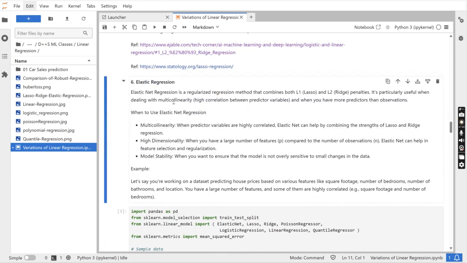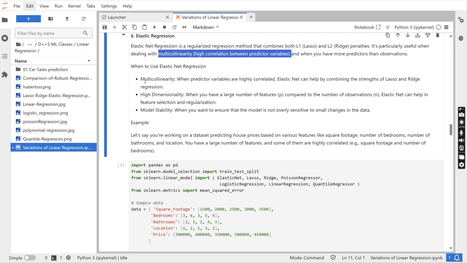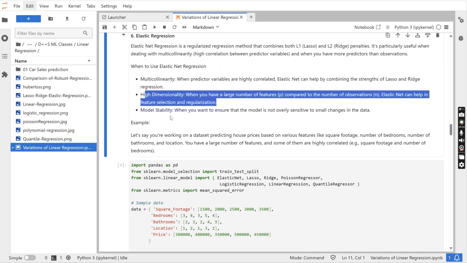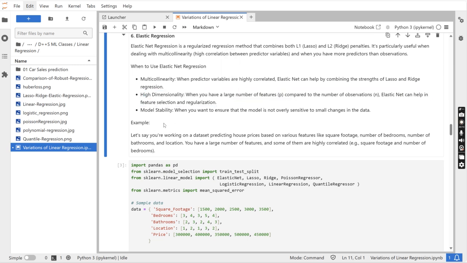Next is elastic regression, or we call it elastic net regression. Now what it does is it combines both the techniques. It is again useful in multicollinearity. And when to use it? When you have multicollinearity, high dimensional data, and when you want a stable model. Very important, this is where the difference lies. So when your model should not be sensitive to small changes in the data.